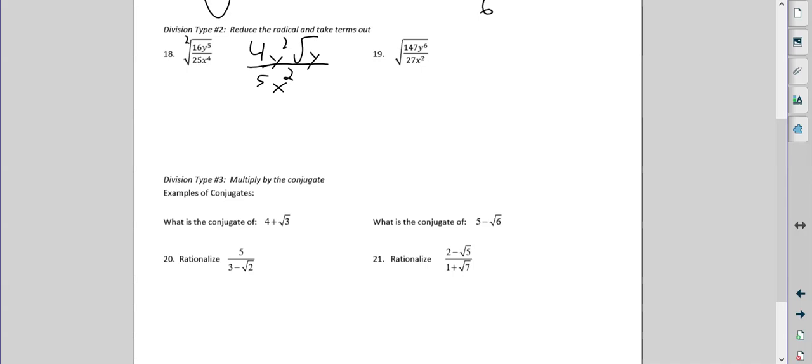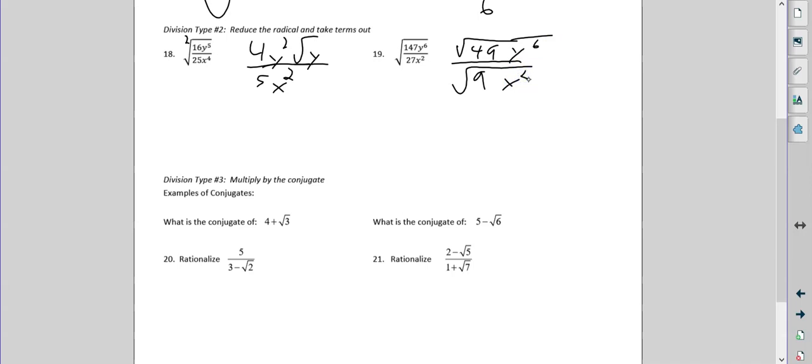So if you can find that 147 and 27 are both divisible by 3, you can reduce this first. So 147 divided by 3 is 49. Oh, perfect square. And 27 divided by 3 is 9. Oh, perfect square. Life just got a heck of a lot easier. Then y to the 6th on top and x squared on the bottom.